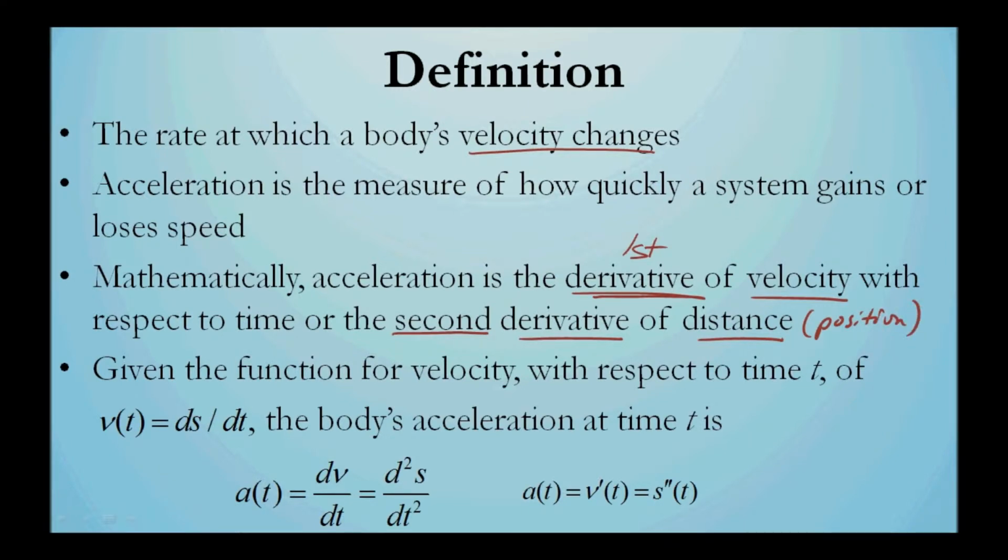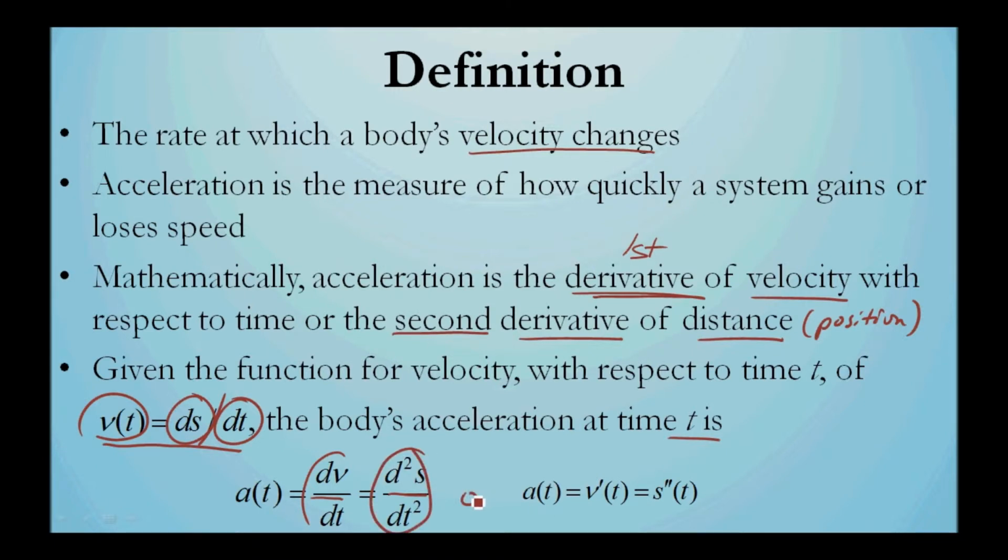Given the function for velocity with respect to time t, v of t equals ds/dt, or velocity is equal to change in position s divided by change in time, ds over dt, the body's acceleration at time t is a of t equals dv/dt, so change in velocity over change in time, or the second derivative of position.